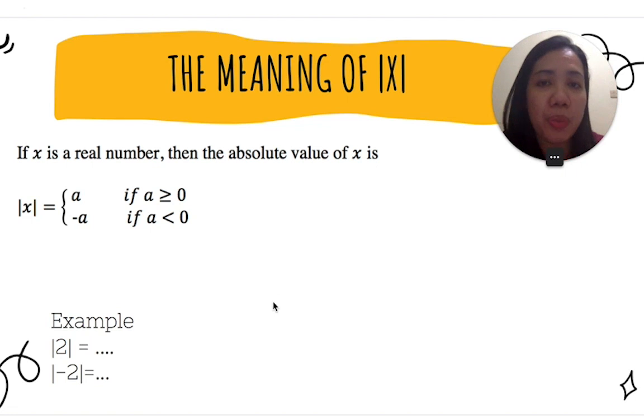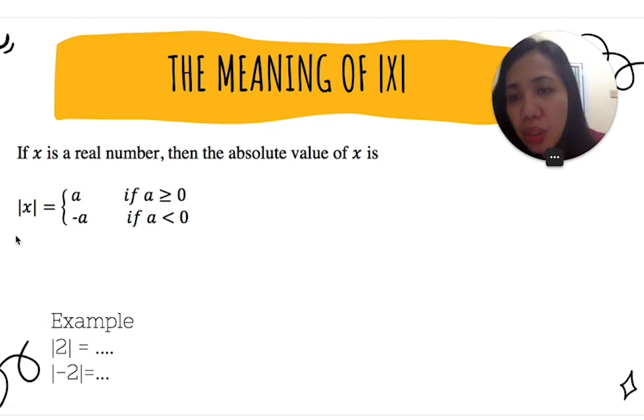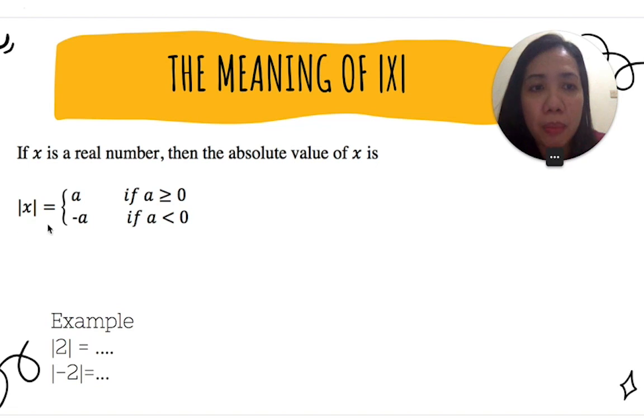Okay, first thing first, we're gonna see the meaning of absolute value of x. This is actually the formal definition of the absolute value of x, but before that, we're gonna see the informal definition, or in other words, we're gonna see what the absolute value is in more practical ways. So actually, this is the sign of absolute value. We can write the absolute value by this straight bracket like this. This is the sign of absolute value.